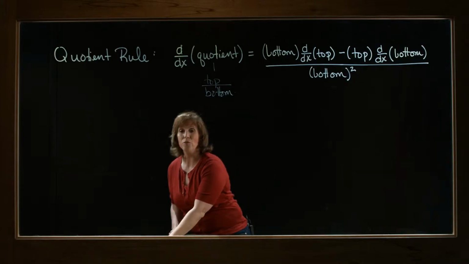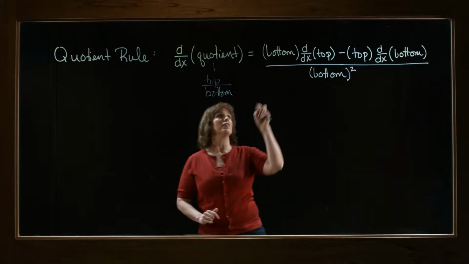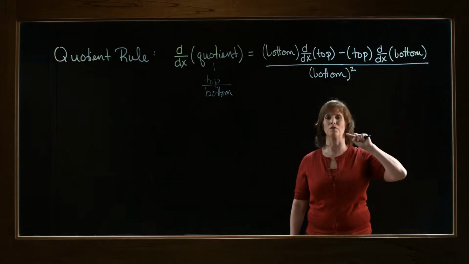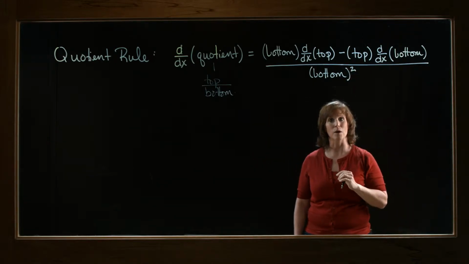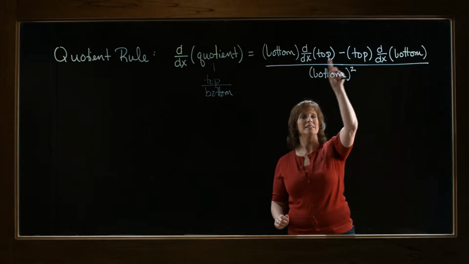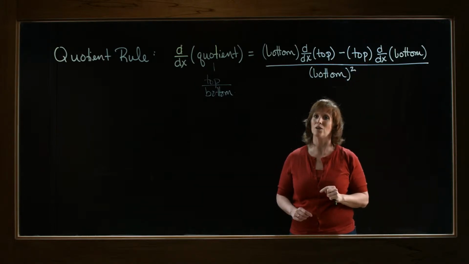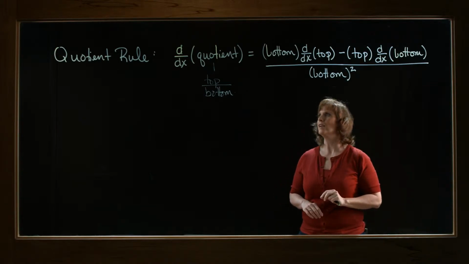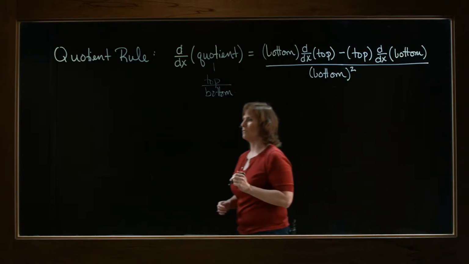Okay. And the rule tells me that I take the bottom times the derivative of the top minus the top times the derivative of the bottom all over the bottom squared. Be very careful not to mix these up because subtraction is not commutative. So if you switch the order, you're going to get the wrong answer. Right? So let's try this for a particular example.